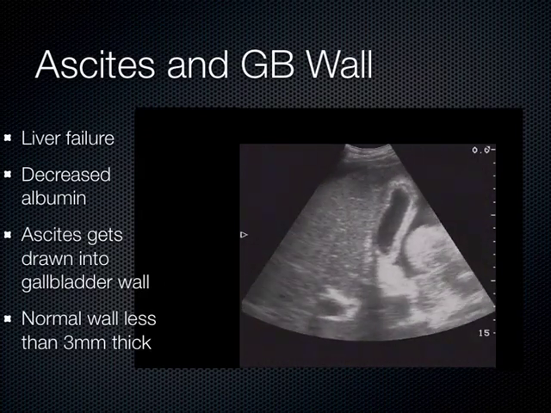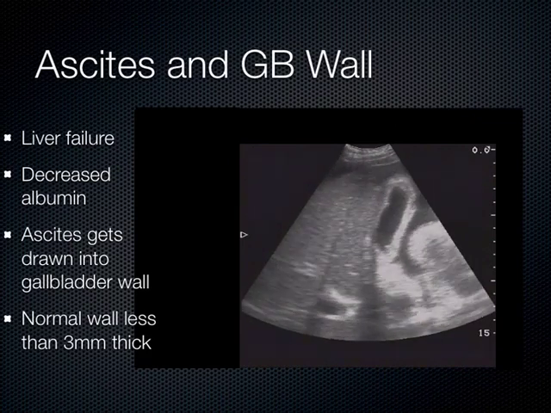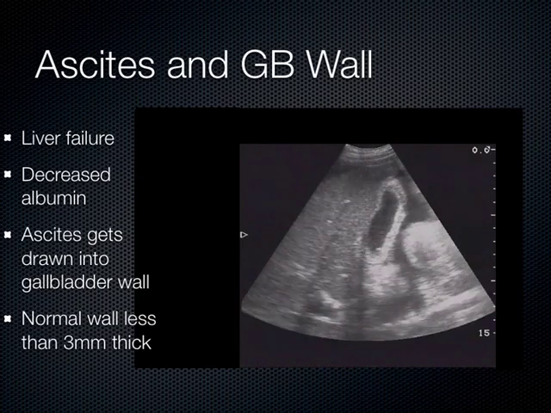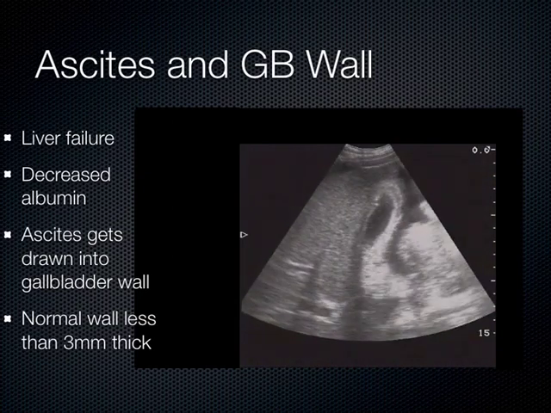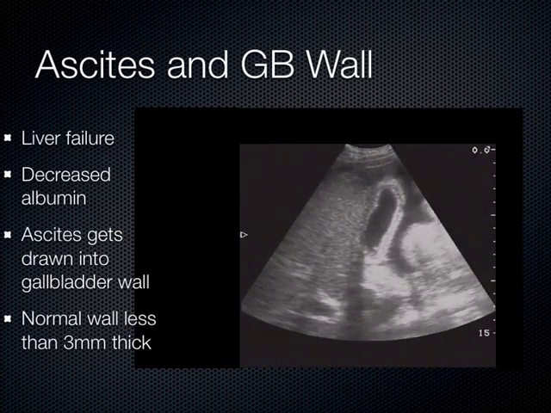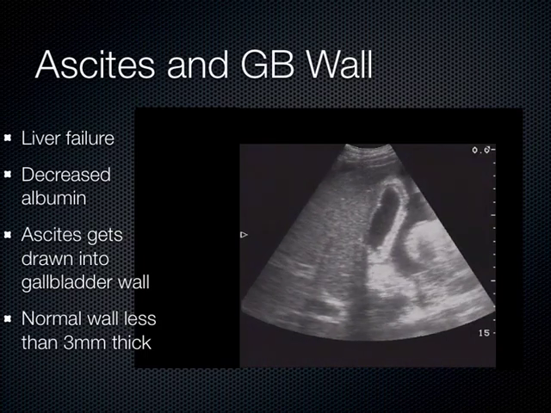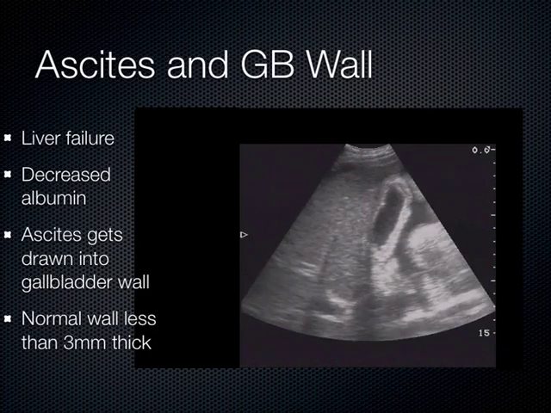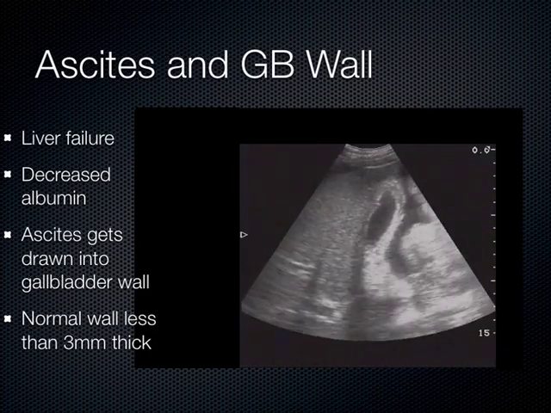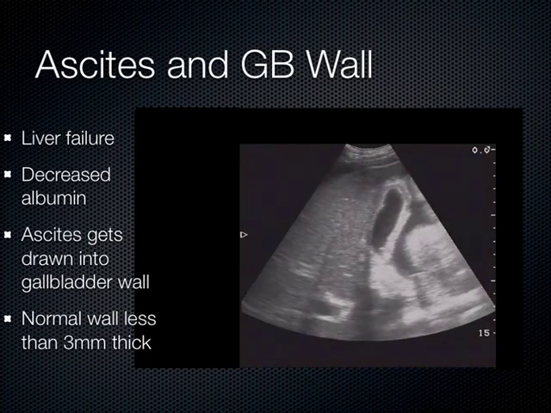What happens when a patient has ascites is that the ascitic fluid gets into the wall of the gallbladder. So you know why people have ascites, right? The liver starts to fail and it doesn't make the proteins anymore, so it can't keep the fluid inside the vessels, and it extravasates into the third space, which in this case is the peritoneal lining, and the fluid then absorbs into the gallbladder wall, causing the gallbladder wall to be thickened.